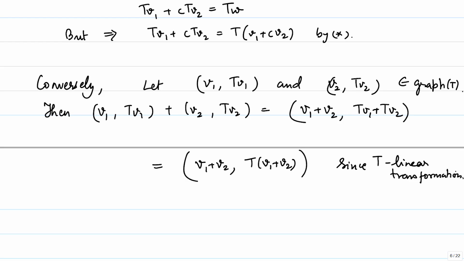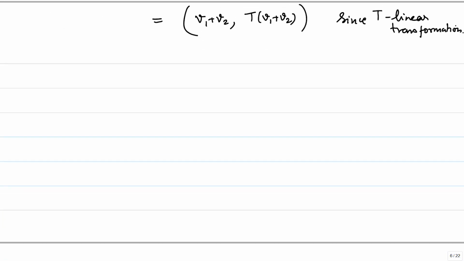But what does that mean? This just tells us that this is an element of graph of T as well, because this is of the type W comma TW, where W is V1 plus V2. So this is in graph of T. So graph of T is closed under vector addition.